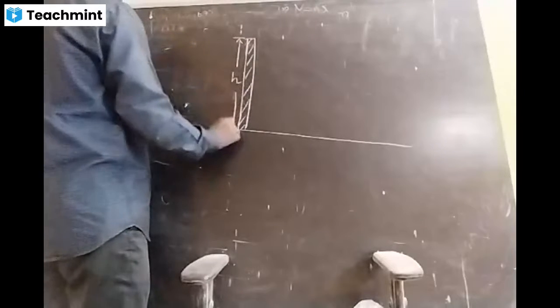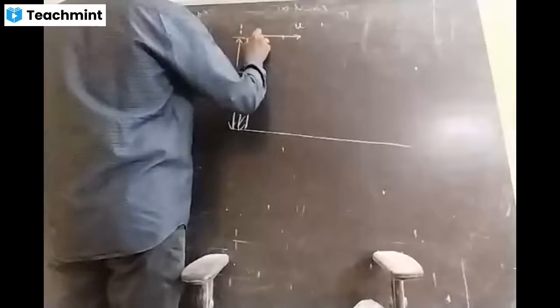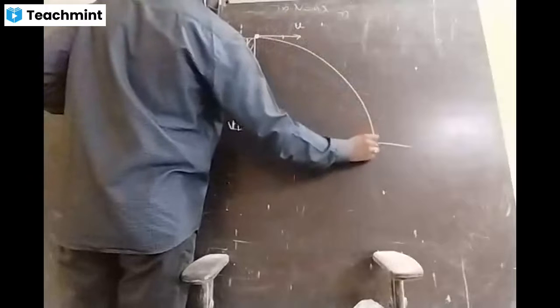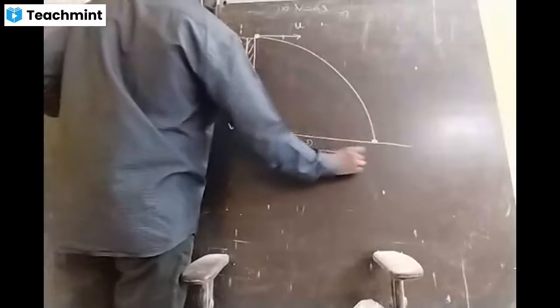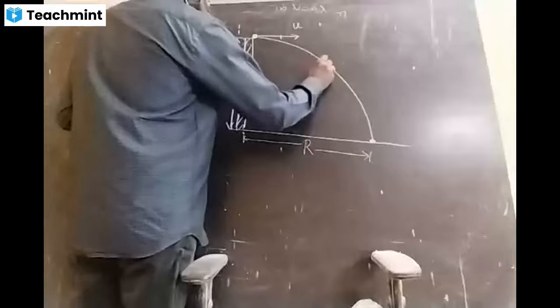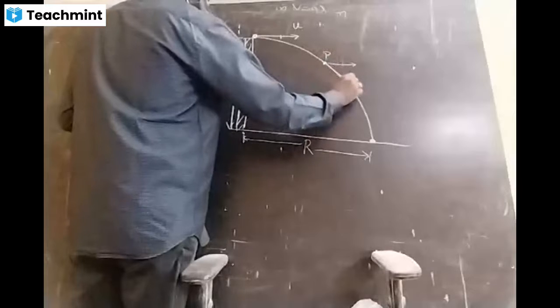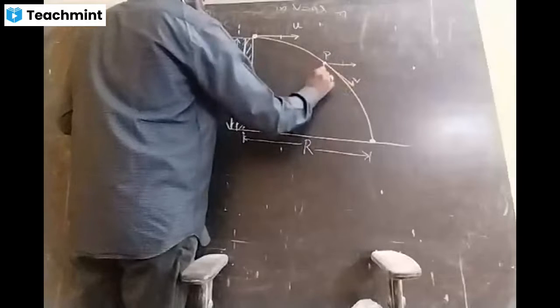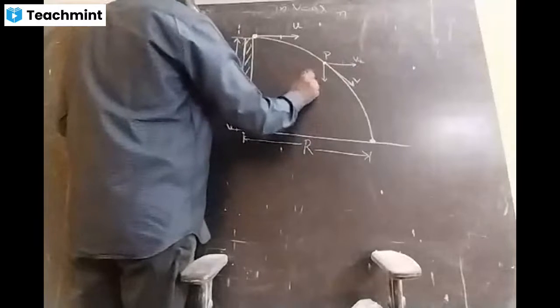Height of cover is h. The particle is projected horizontally with velocity u so that it falls onto the ground. This is the range. After t seconds, the particle reaches point P, where the velocity is v, and this is Vx and Vy.